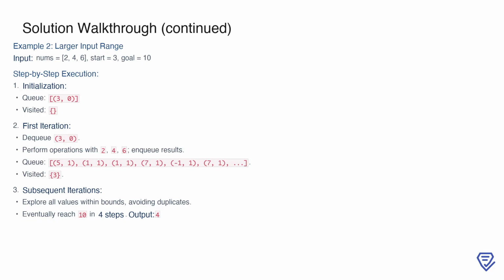Similarly, using 6, we compute 3 + 6 = 9, 3 - 6 = -3, which is out of bounds, and 3 ^ 6 = 5. After processing all operations, the queue and visited set are updated accordingly. As we continue exploring valid values in subsequent iterations, avoiding duplicates, we eventually reach the goal value of 10. The total number of steps required is 4, making this the output for this example.